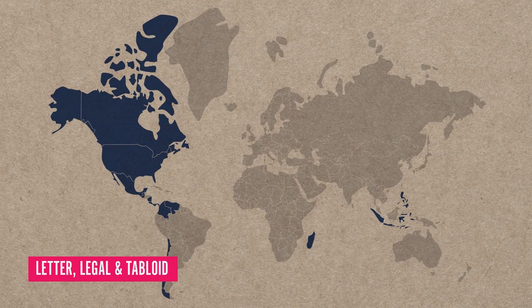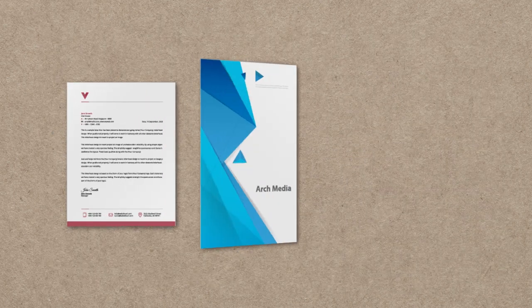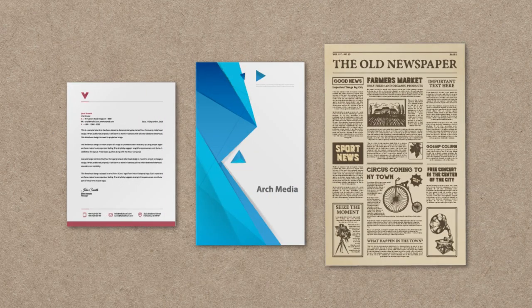North America, including the US, Canada and parts of Mexico, are amongst only a handful of regions that haven't adopted the ISO 216 standard, instead preferring to use letter, legal and tabloid paper sizes.